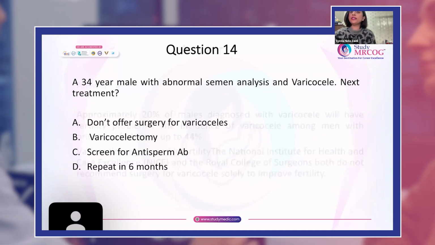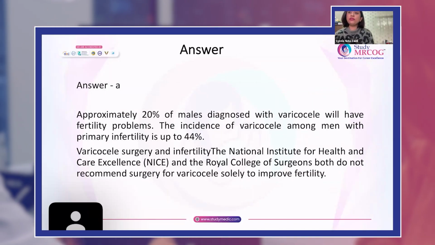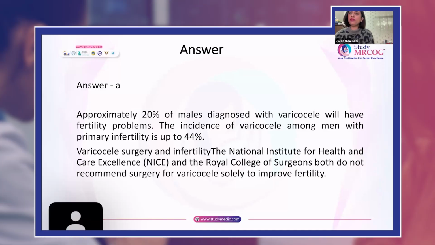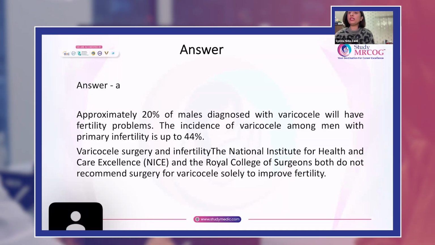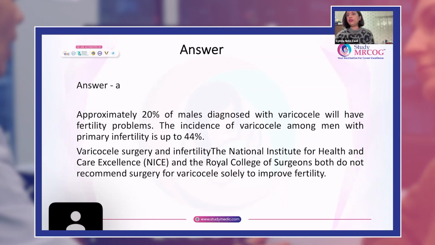So, according to the NICE guidelines, A, approximately 20% of the males diagnosed with varicocele will have fertility problems. The incidence of varicocele among men with primary infertility is up to 44%, but NICE guidelines suggest that we do not recommend surgery for varicocele solely to improve fertility.